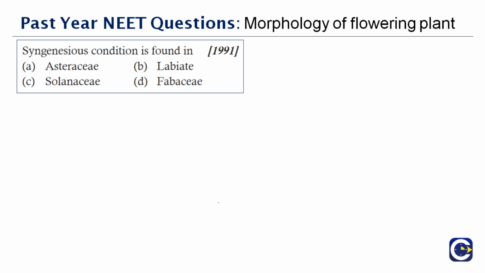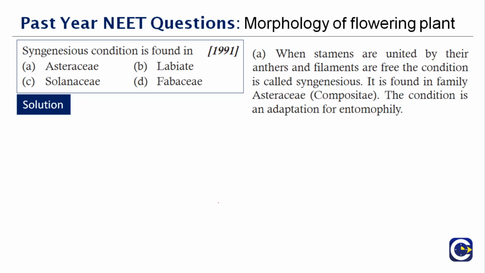Next question: syngenesious condition is found in dash. This question was asked in the year 1991. When stamens are united by their anthers and the filaments are free, the condition is called syngenesious. It is found in the family Asteraceae. The condition is an adaptation for entomophily. So now you understand what the condition is called and which family it belongs to, Asteraceae. Therefore, the right answer is option A.